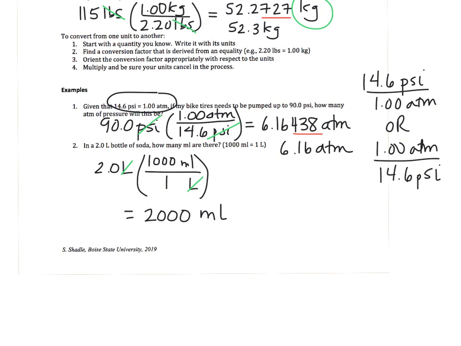milliliters. Now remember that this relationship here doesn't limit my significant figures, so this is going to limit my significant figures, 2 sig figs. So that means those 2 zeros are not significant, but this one is. And so the best way to report this is using scientific notation, 2.0 times 10 to the third milliliters. So in a 2-liter bottle of soda, there are 2.0 times 10 to the third milliliters.